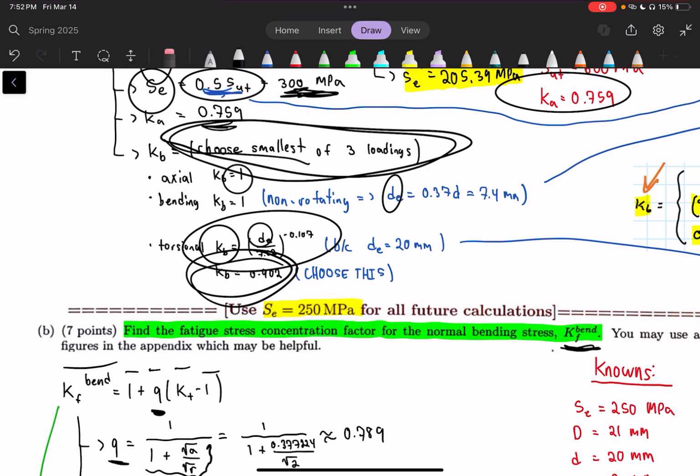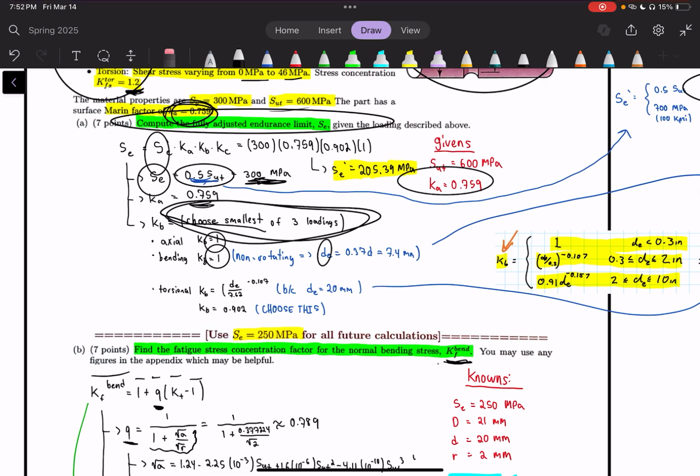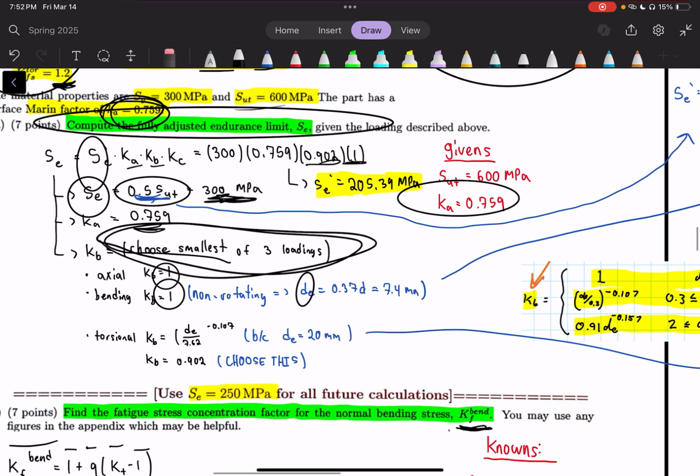So we had one, and we had all of those. I know I'm circling a lot. I don't have a laser pointer. Okay, so that is what we do. And then after that, we use the smallest when we use the kb, and then the kc was just the 1. So we use the ka, the kb, the kc, and we plug those all in there, and that is how we get the Se of 205.39.